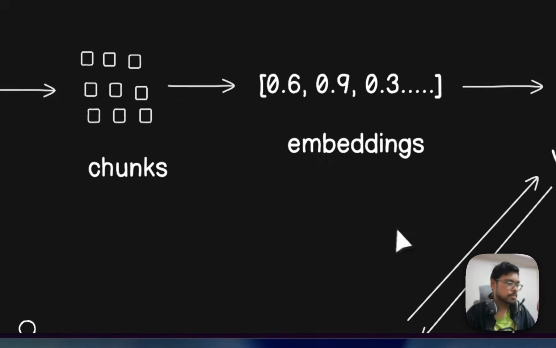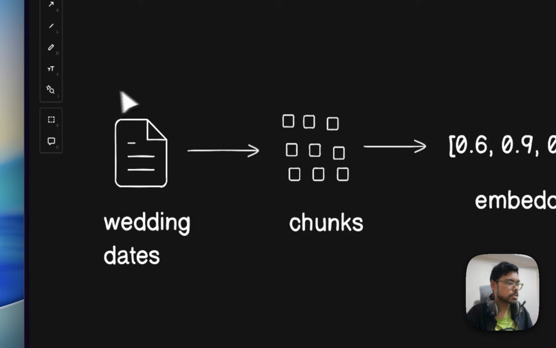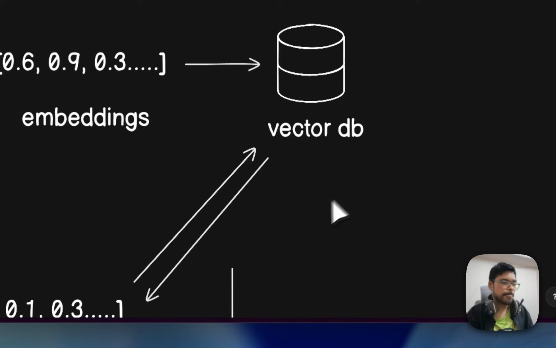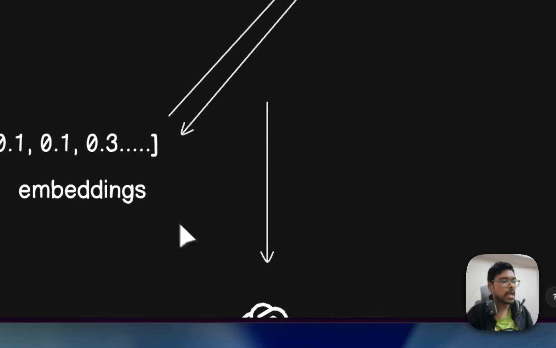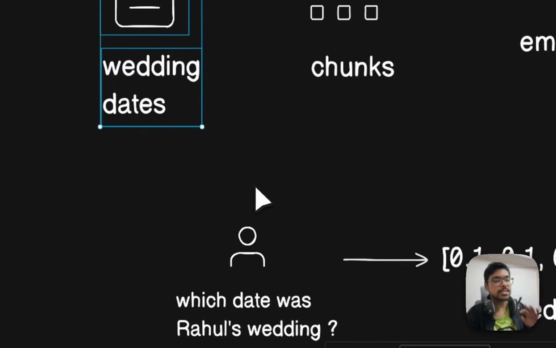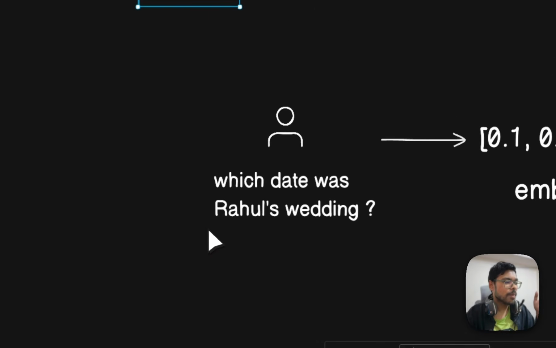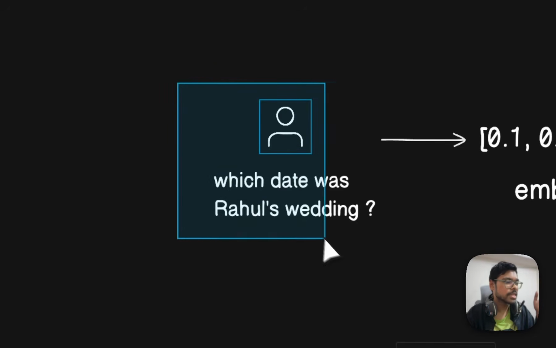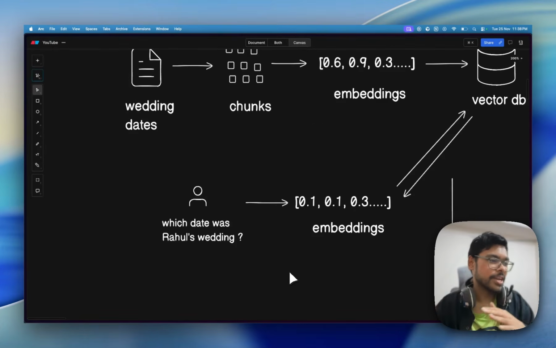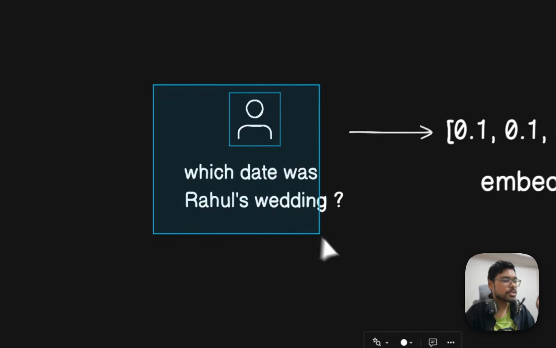So you have done all this process of converting into chunks, embeddings, and storing into the vector database. Then what happens is, suppose I am querying this PDF of my friends' wedding dates. I am searching which date was Rahul's wedding, or which date is Rahul's wedding. Rahul is my friend, and I am querying which one is Rahul's wedding.